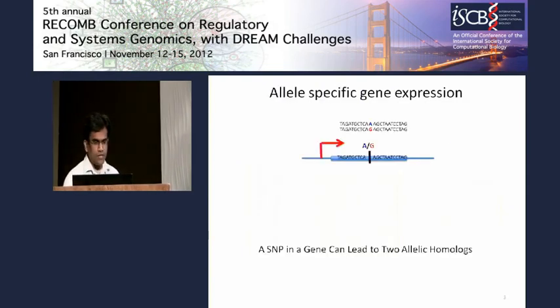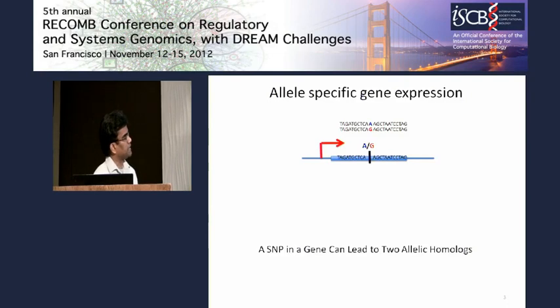One of the biggest advantages of sequencing mRNA using RNA-seq technology is that we can study variation in mRNA sequences. For example, just like any other part of the genome, genes can have sequence variations like simple single nucleotide polymorphisms or insertions or deletions. So let's say what happens if a gene has a SNP. I'm showing here as a cartoon the gene and a SNP that has two alleles, A and G. So the SNP on the gene can lead to two allelic homologs, which I've represented here, one with allele A and the other with allele G.